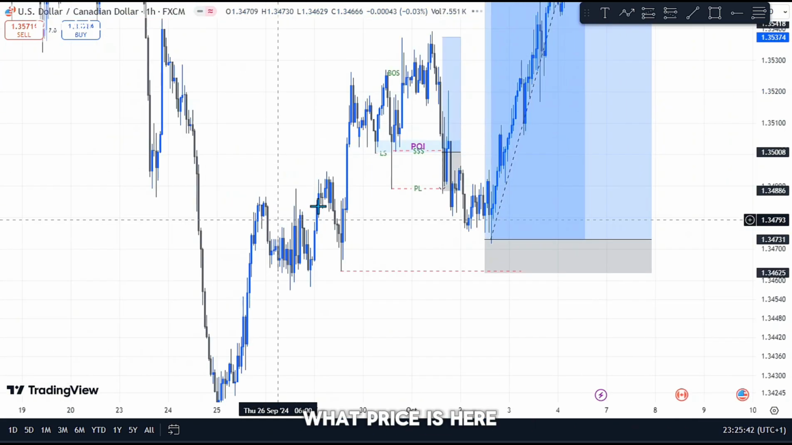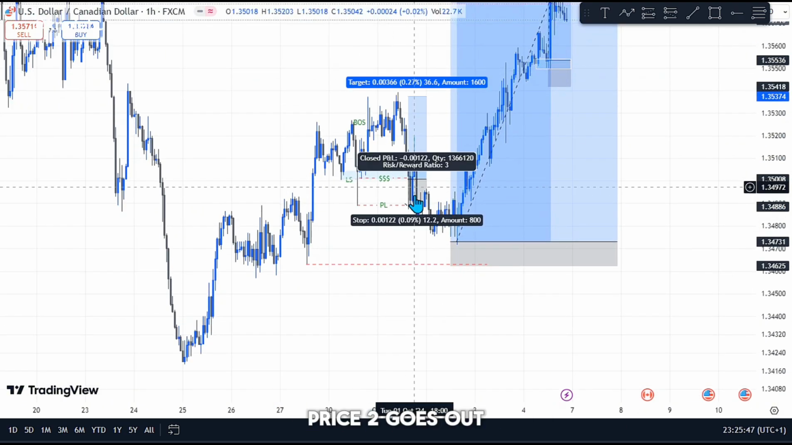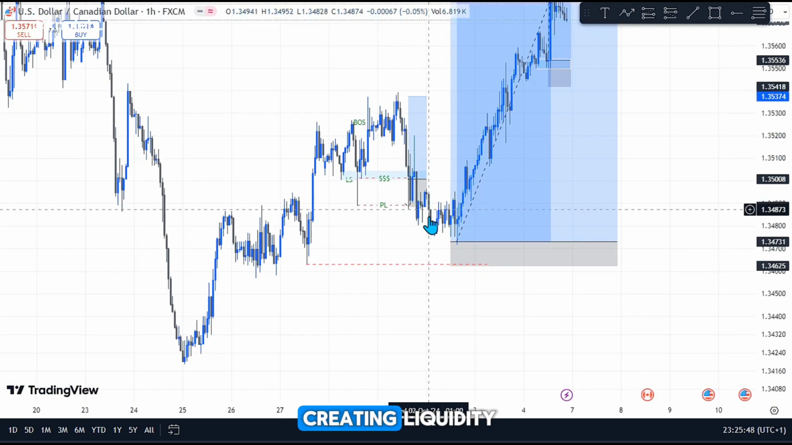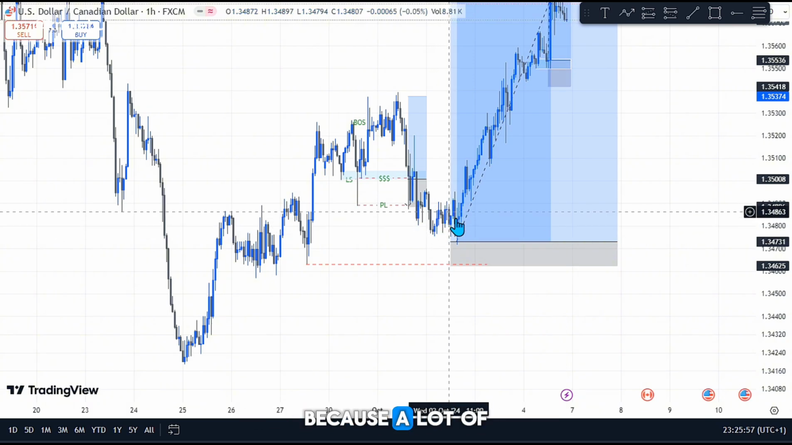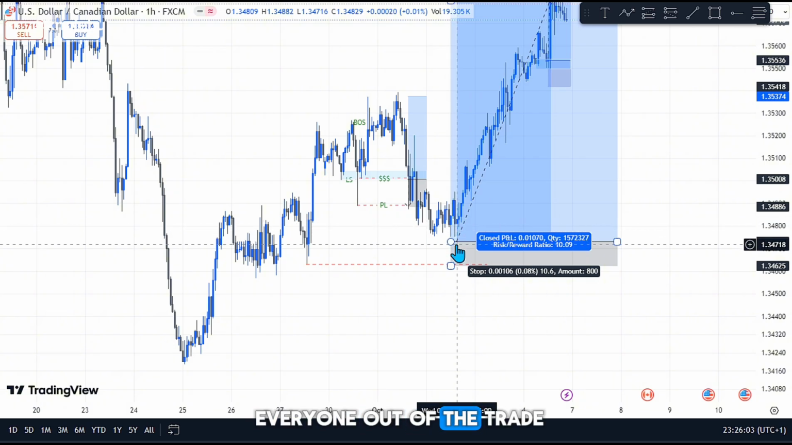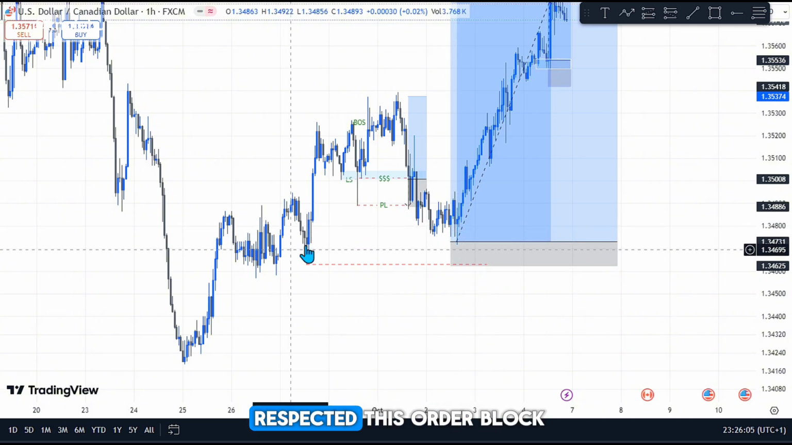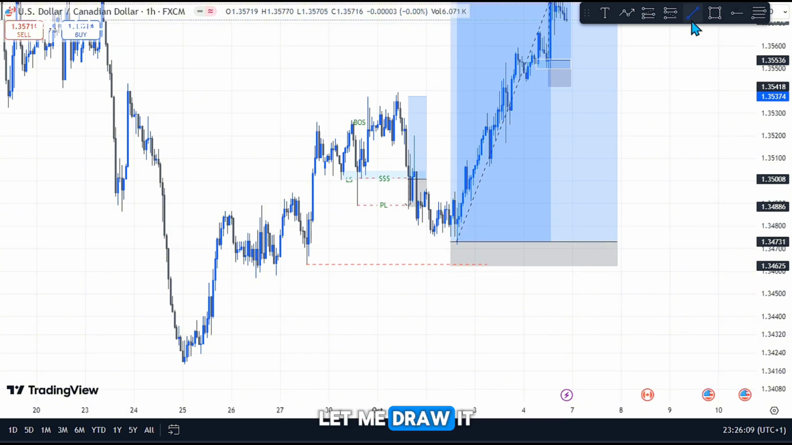Now, what price did here, as you can see, price took us out and then started creating liquidity. And even when price came here, you can see it didn't tap into the order block yet. It just came and then was creating this low because a lot of people are going to be buying. Then price now used this candle here to take everyone out of the trade. That was when price respected this order block, and because this is just liquidity, let me draw it out.